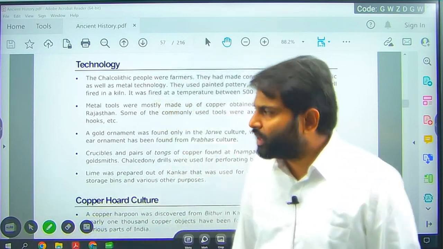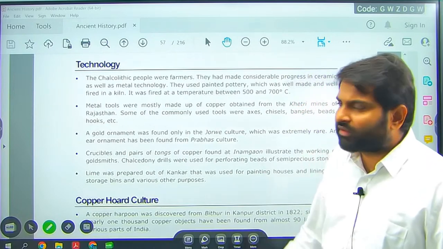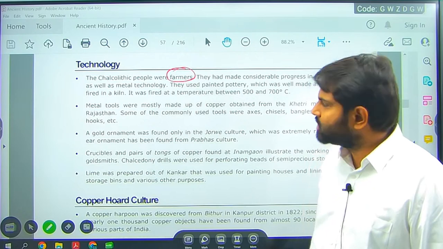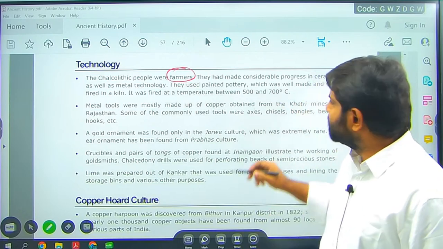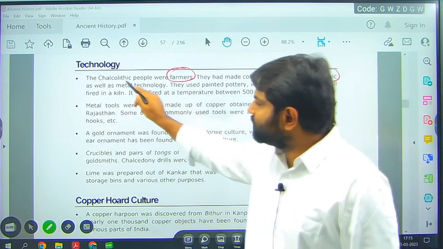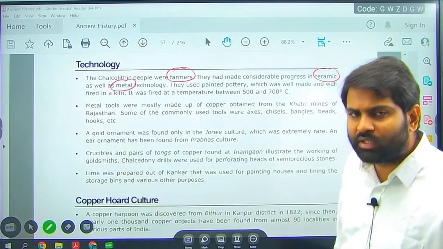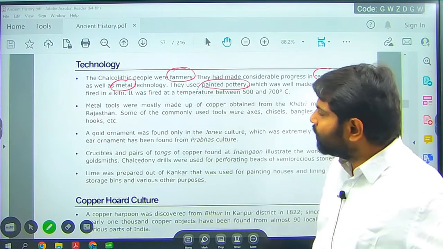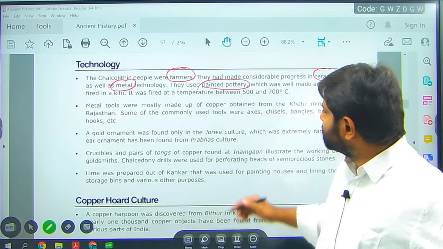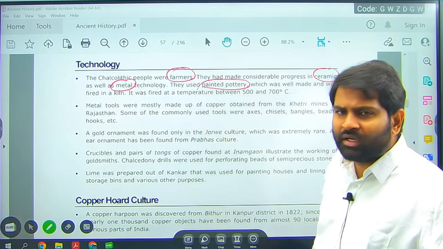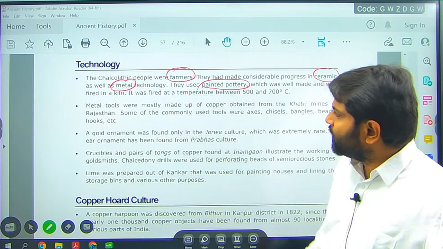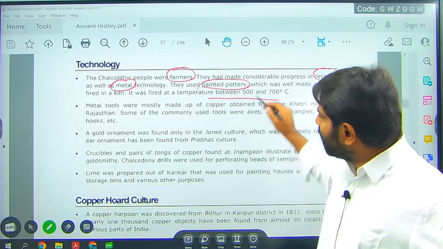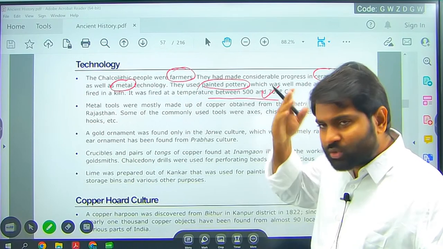If you take the technology part, as I said, Chalcolithic people were farmers, not hunters and gatherers. These are clear farmers, unlike the Neolithic age. They made considerable progress in the ceramic industry and metal industry, because, as I am saying, they have used copper. Chalcolithic is so called because they have used copper. They used painted pottery, red over black, black over red, different textures, polished, which was well made and well fired in brick kilns. It was fired at a temperature of 500 to 700 degrees centigrade, so they knew how to use fire well, right? Unlike the Stone Age people.